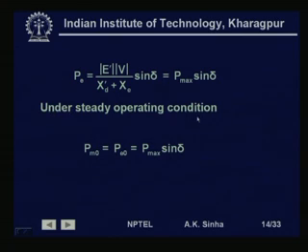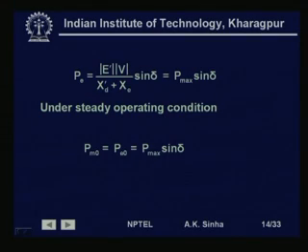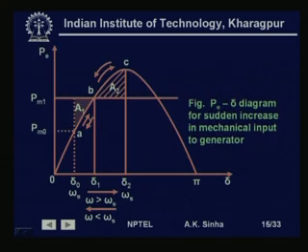Now, under steady operating condition, that is under the initial operating condition, when we had not changed the mechanical input, mechanical input and electrical output were equal, and the system was running at synchronous speed. So, P m 0 is equal to P e 0 at the initial operating condition, and this is equal to P max sin delta 0. In fact, we should write this as sin delta 0. So, P m 0 is equal to P e 0 is equal to P max sin delta 0 at the initial operating point.